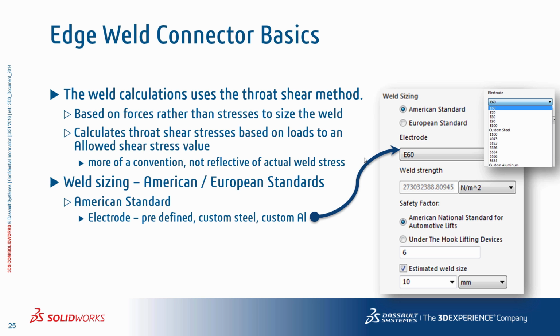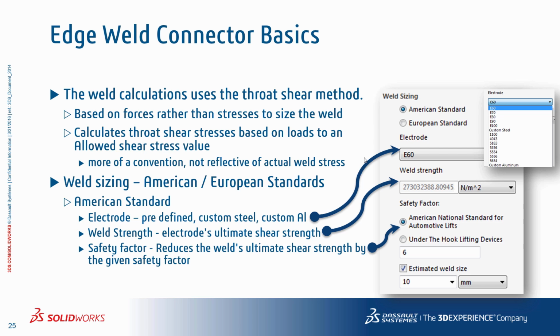So with the American standard, the first step is to specify or select the electrode from a predefined list as shown, or it could be a custom steel or custom aluminum scenario as well. The weld strength is set to the electrode's ultimate shear strength value. The safety factor reduces the weld's ultimate shear strength value by a certain factor. And here you have three different choices.